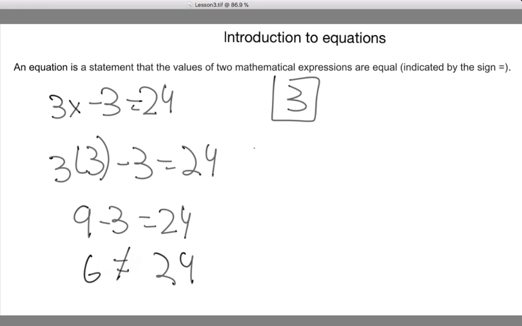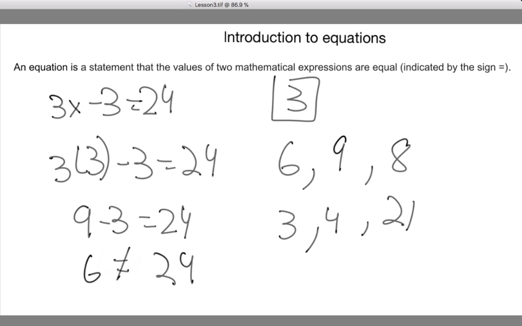So as you can see, when we plugged in 3, we got 6. When we plugged in 4, we got 9. And when we plugged in 8, we got 21. Right? So this just goes to show why we should have tried plugging in 4 first.